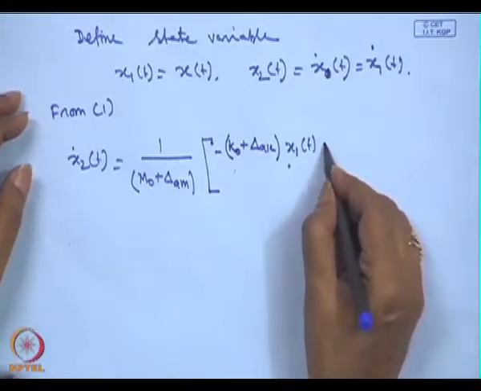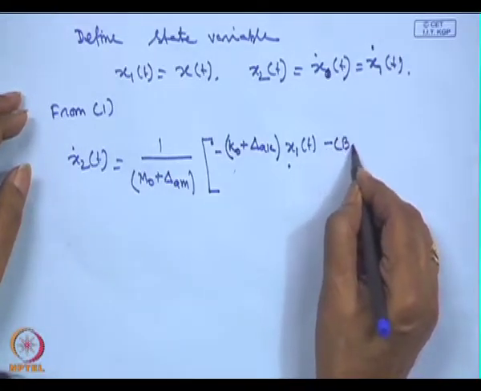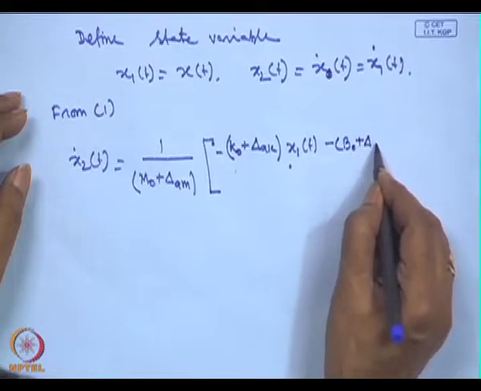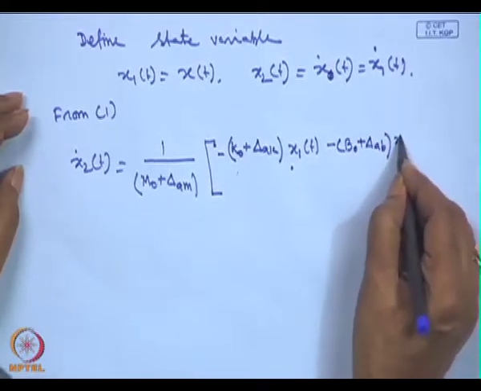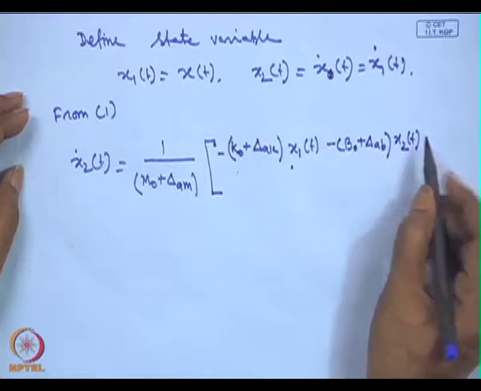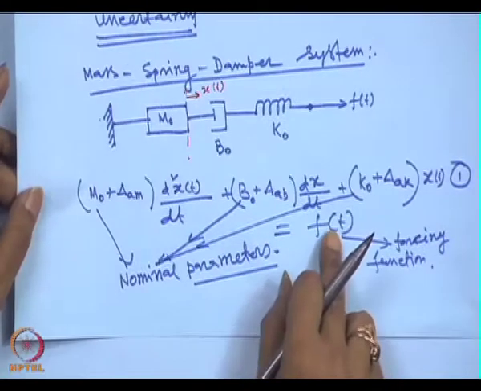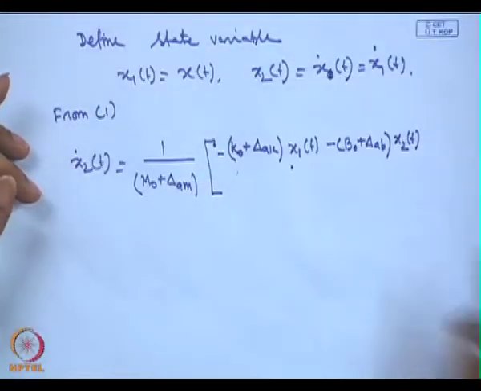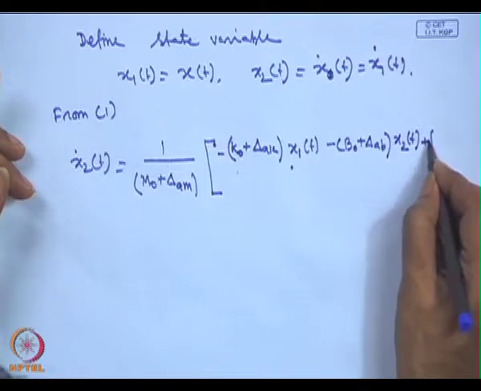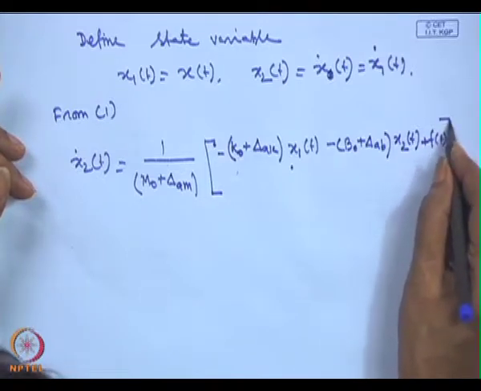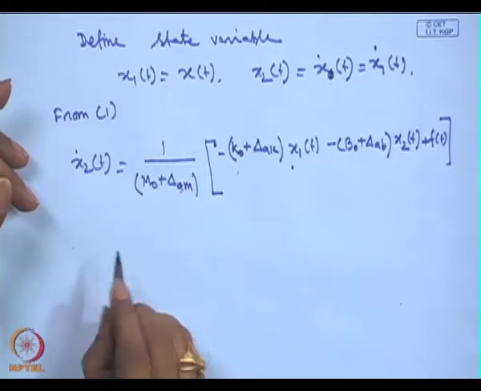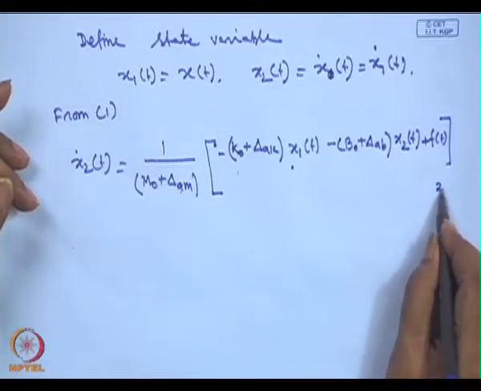minus b 0 plus delta A b, into x 2, plus the forcing function, all divided by m 0 plus delta A m. So, let us call this equation 2.